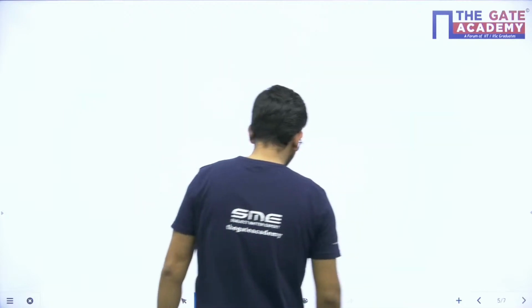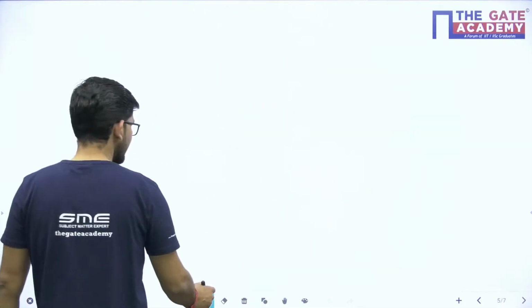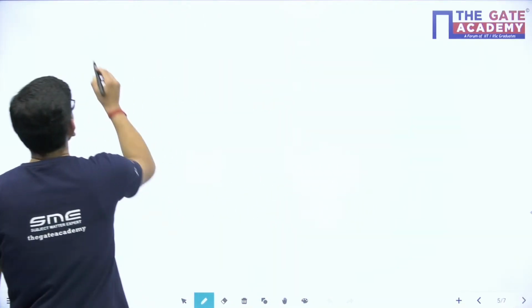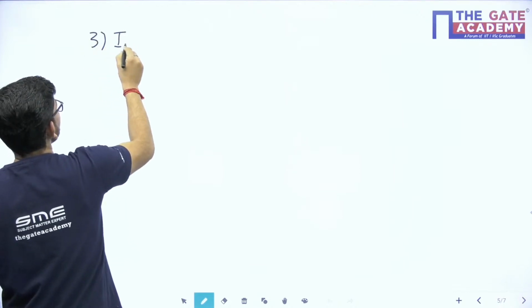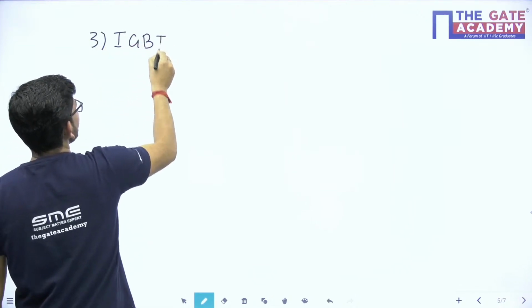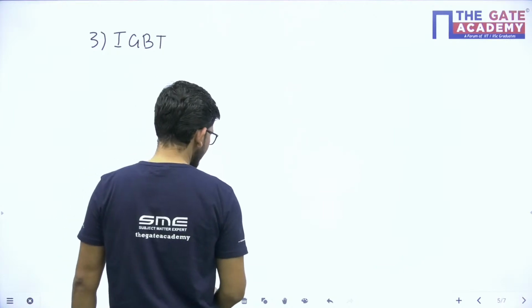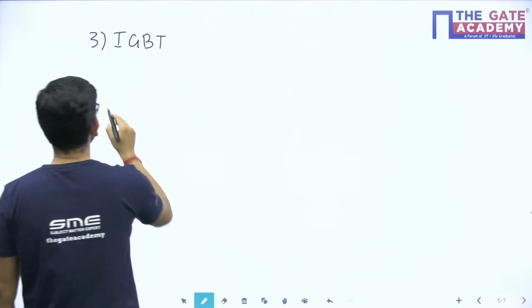Now after BJT, let's talk about another switch, which is IGBT, insulated gate bipolar transistor. So if I talk about IGBT, what is the circuit symbol of IGBT?